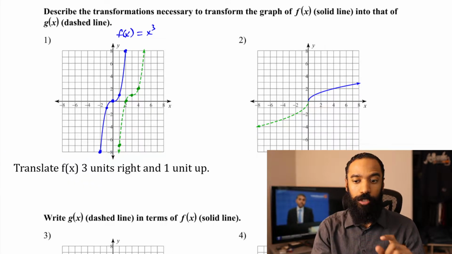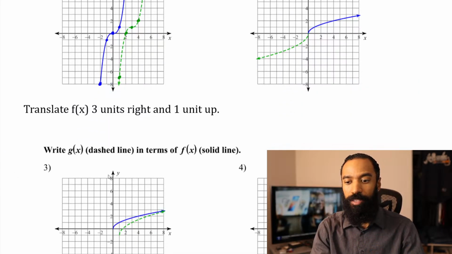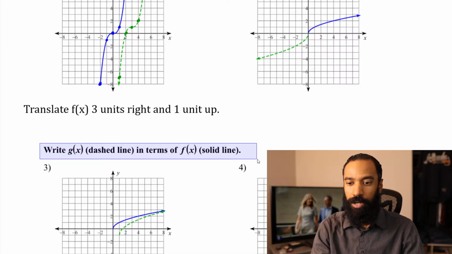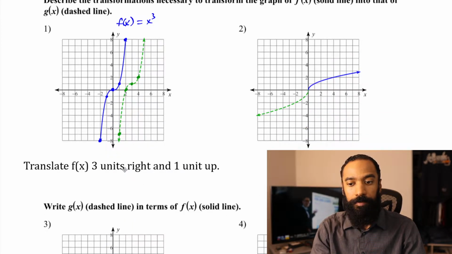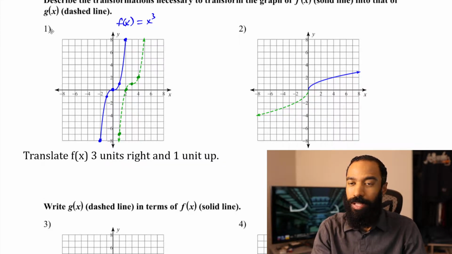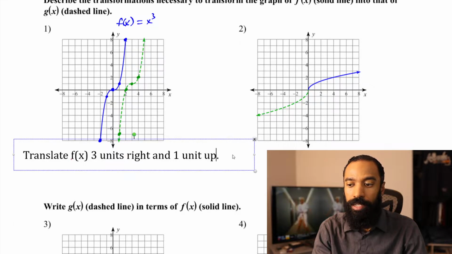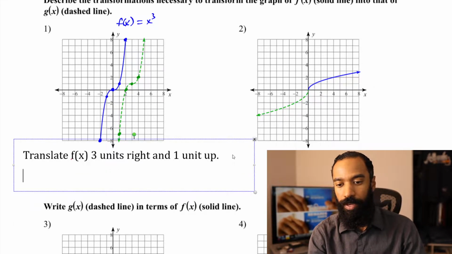Now, they said describe the transformations, not write the equation. I believe write the equations comes here: write g of x in terms of f of x. That's numbers 3 and 4. Let's go ahead and write it out anyway. I think there's value in that, you can see both, especially if you get different answers there.